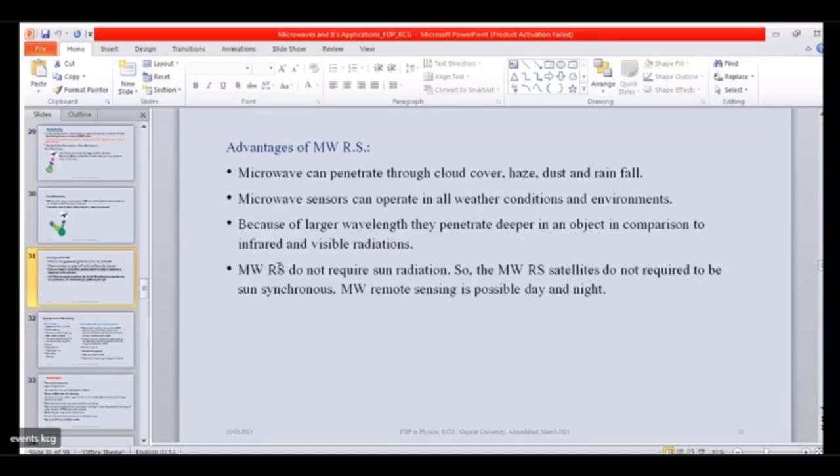Then microwave remote sensing does not require sun radiation, particularly passive microwave remote sensing. Active microwave remote sensing does not require sun radiation. So the microwave remote sensing satellites do not require to be sun synchronous. Microwave remote sensing is possible day and night.